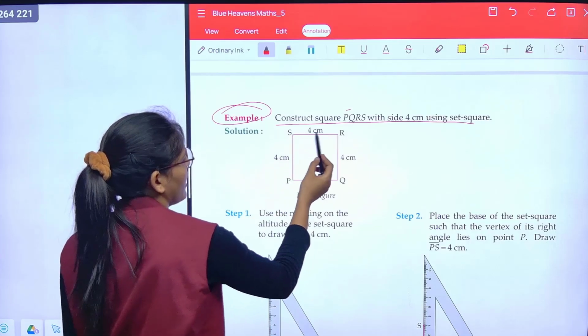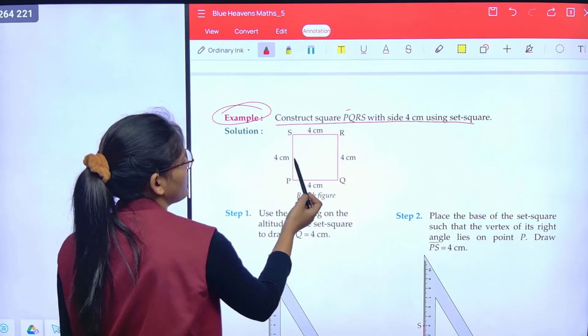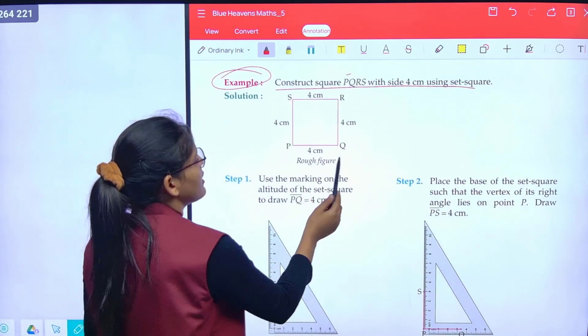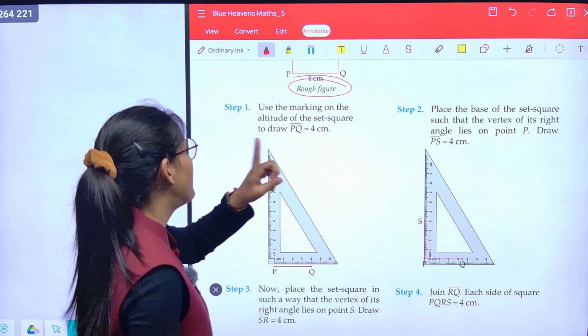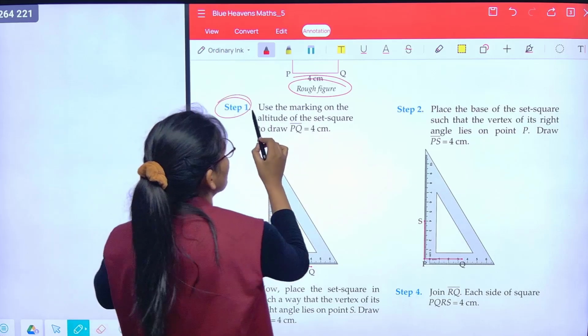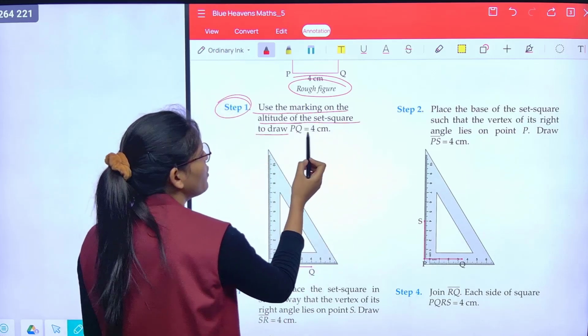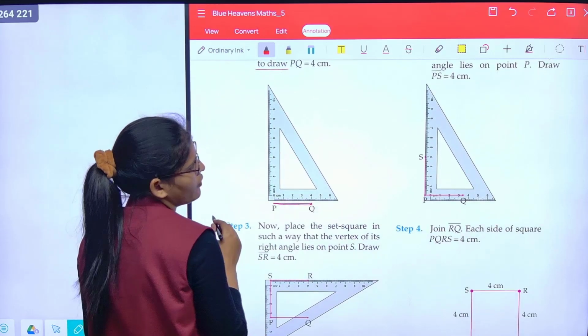Example: construct square PQRS of side 4 cm using a set square. Thus SR, PQ, RQ are 4 cm and SP is also 4 cm. It is a rough figure. Step 1: use the markings on the altitude of the set square to draw PQ of 4 cm.